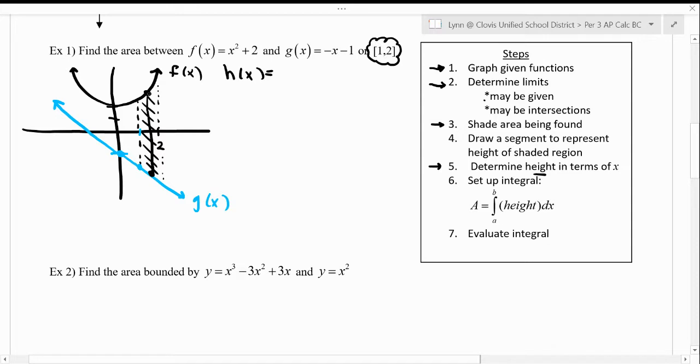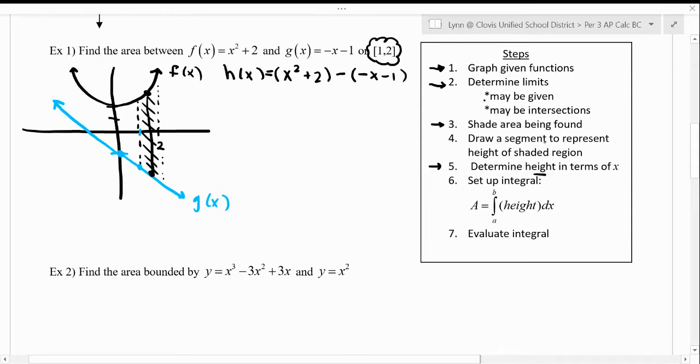So the height of this function, right, the top of it is defined by f of x. So the top is defined by x squared plus 2. So if I were at x equals 1.5, I would figure out the height by replacing x with 1.5. And then the bottom of it is defined by g of x. And so if I want to find that distance, I subtract, right, by finding distance. So minus, where is the bottom defined? And it's defined by g of x, which is negative x minus 1.